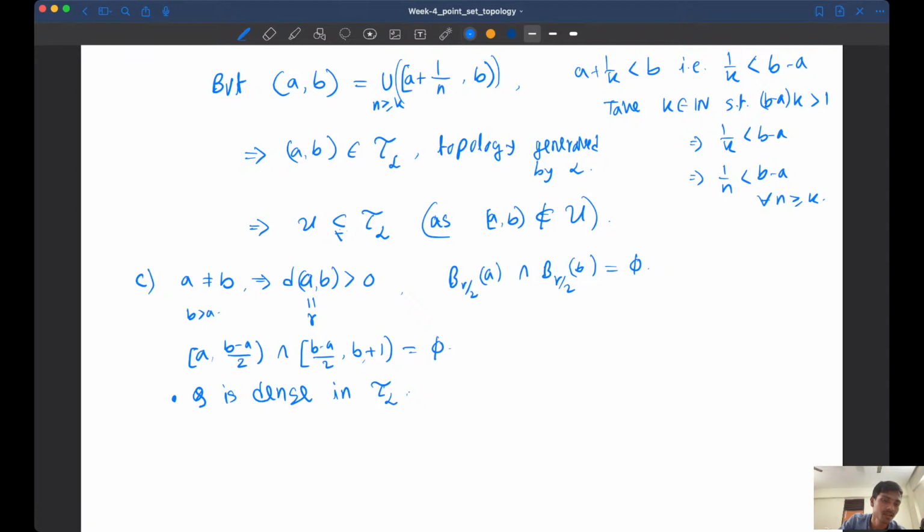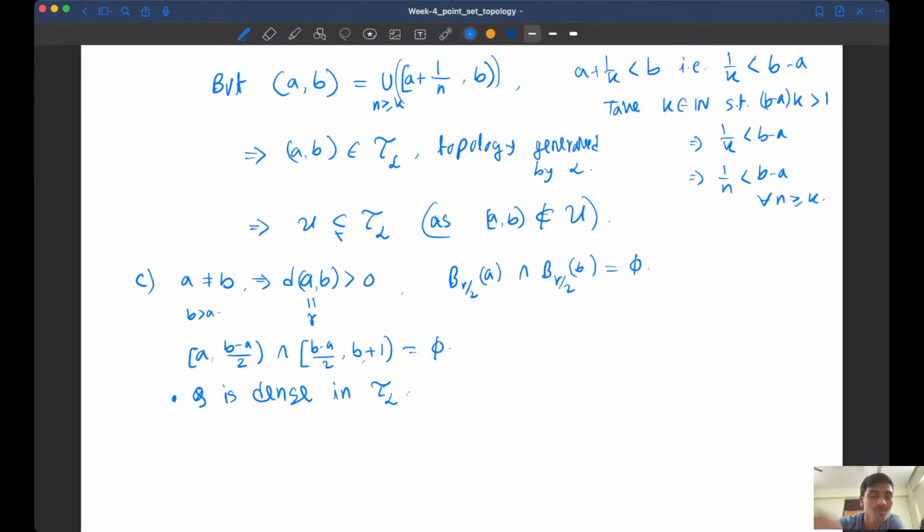But the line I was thinking of is that since this topology is finer than the usual topology, and Q is dense in the usual topology, shouldn't it be dense in this topology as well? No, that's what I'm saying. You have to guarantee that each neighborhood, namely any open set, should intersect Q. That's the density. But I'm saying, doesn't that follow? No, that's what I'm saying.